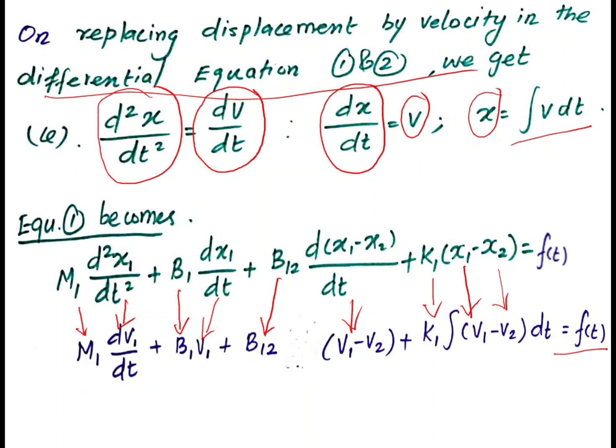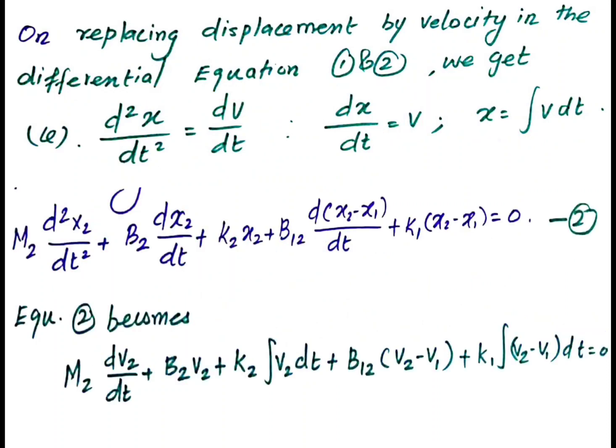So we simply changed the displacement with velocity. These are the terms. Wherever you find d square x by dt square, you have to replace it with dv by dt. If you find dx by dt, then you have to put v, and if you find x, then you have to put integration v into dt. So simply we have changed equation 1 in terms of v.